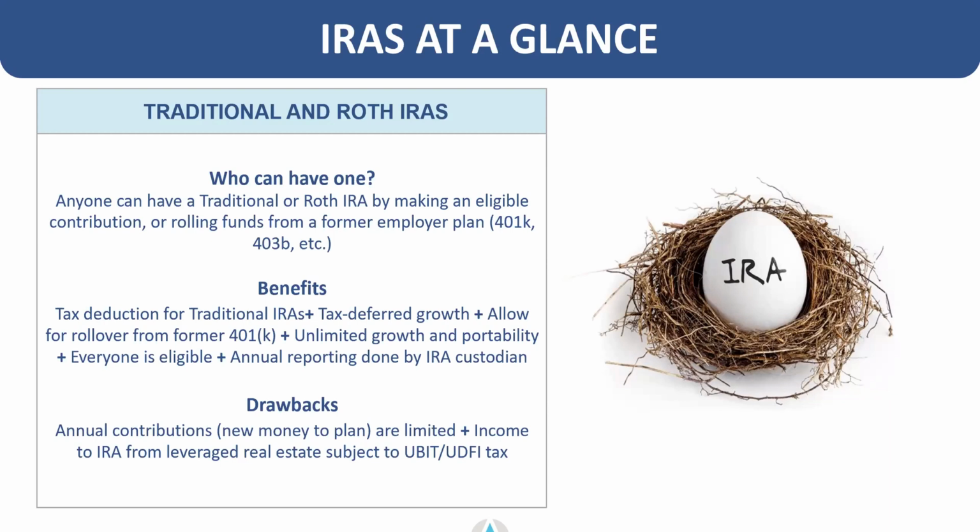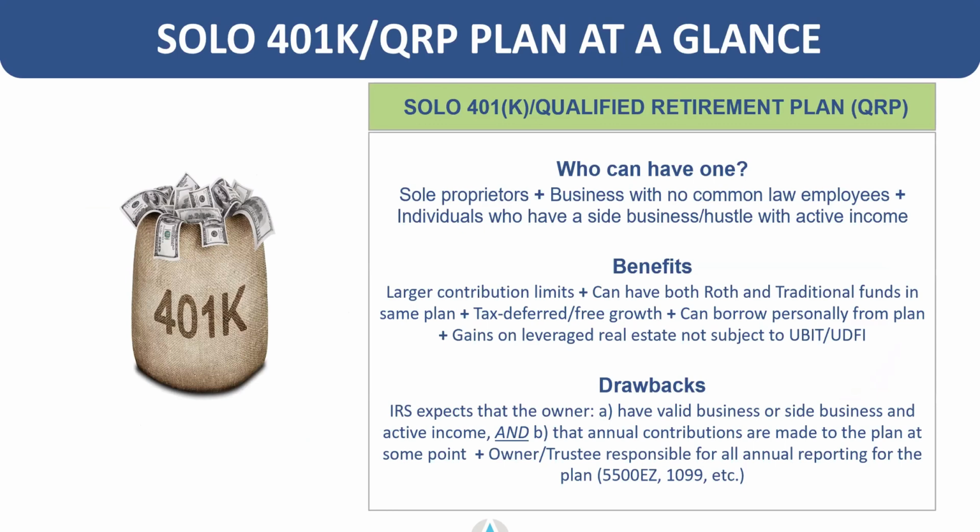So again, with IRAs, it doesn't matter if you don't have your own business. If you just work for a company and that's your sole source of income, you can still have a traditional or Roth IRA account. Now, the other type of plan that is very popular, especially with multifamily investors, and we'll get into the reason for that in just a minute, is the solo 401k, or some people call it the QRP. QRP simply stands for Qualified Retirement Plan. A solo 401k is a plan that operates almost the same as your regular 401k, but it's specifically for people who are sole proprietors or businesses where there aren't any common law employees. So it could just be me in my own business.